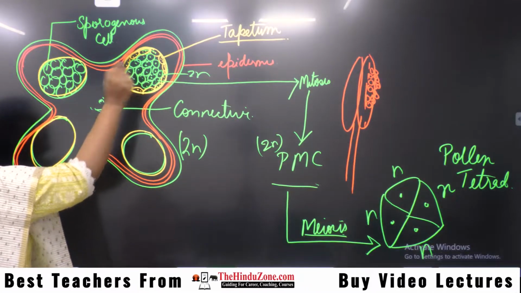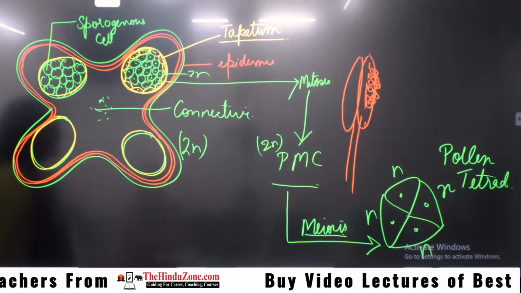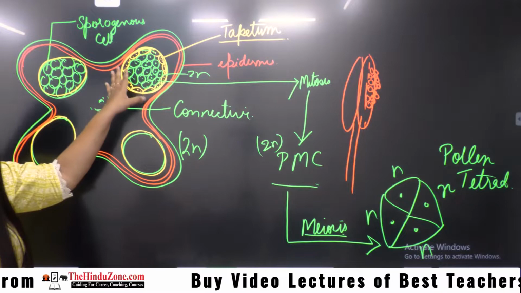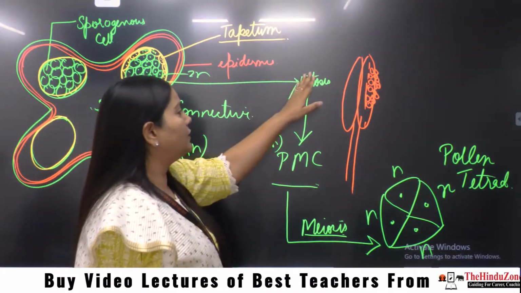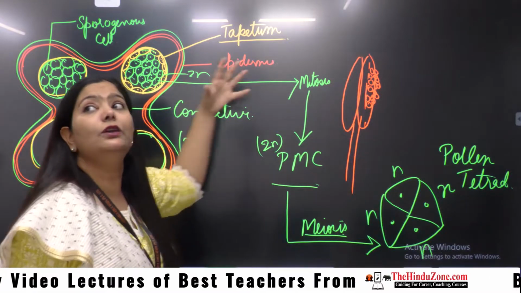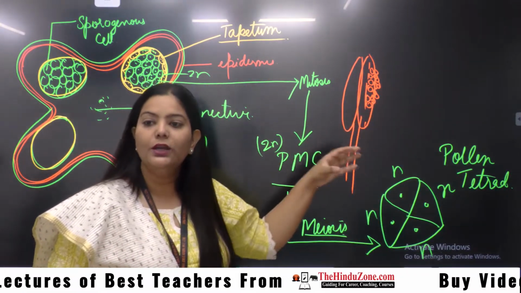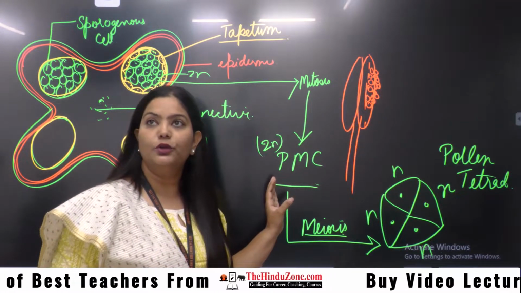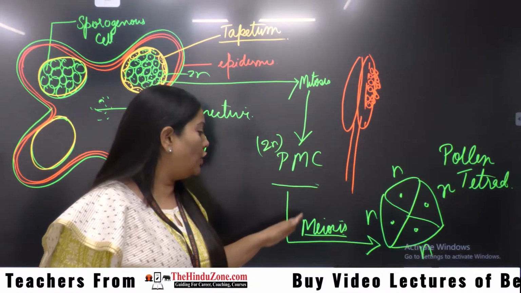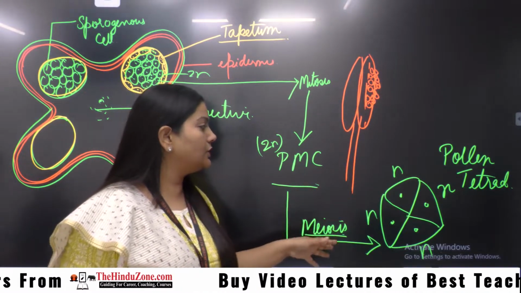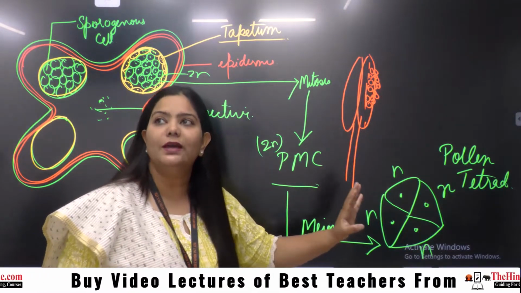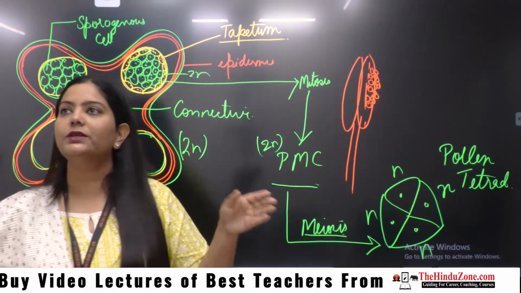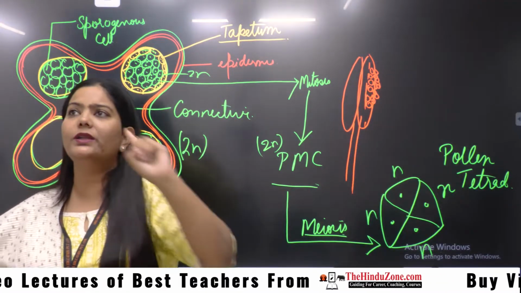Then they have prominent nuclei. Until now this was the 2N diploid part of the main plant. Then this will undergo mitosis to form many of its type, so a lot of pollen mother cells are produced. Then they do meiosis to form a pollen tetrad. Usually after meiosis, 3 degenerate and 1 remains.